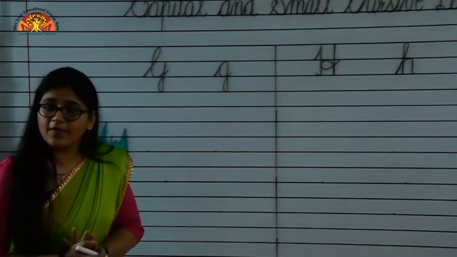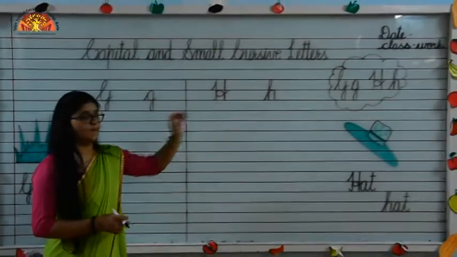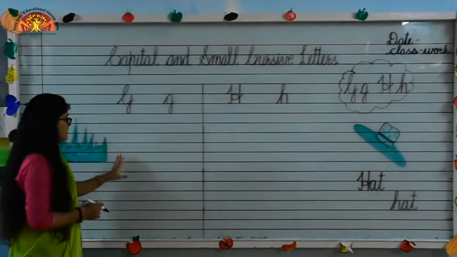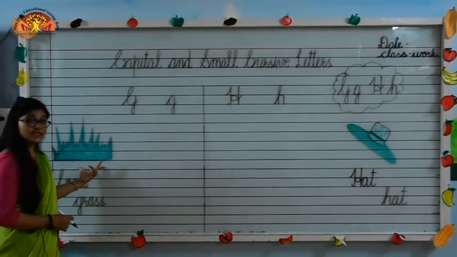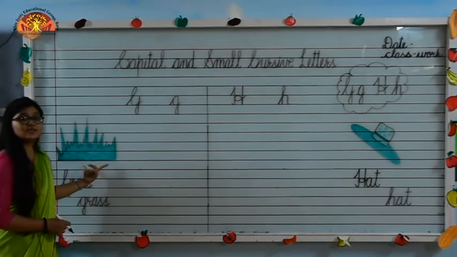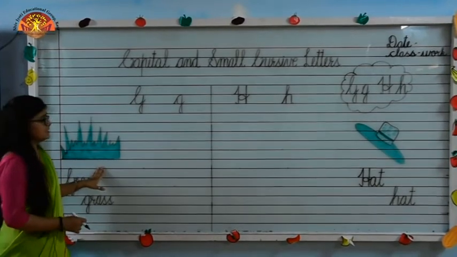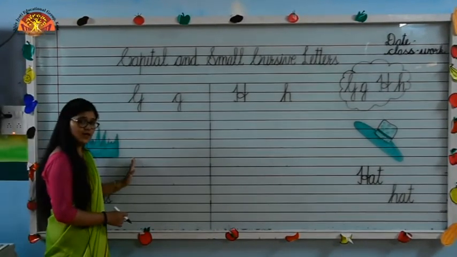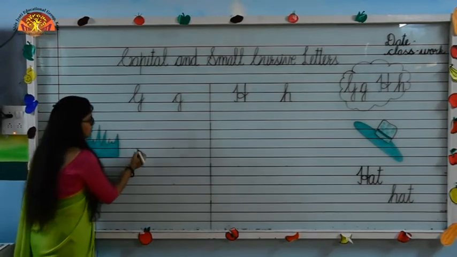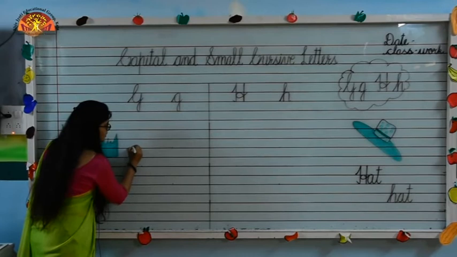So open your graphical book and mention the date and class work. So as you can see, which picture is this? This is grass. Which picture is this? This is grass. G for grass. So here we have four lines. Put the pencil on the 3rd line and draw a long loop.